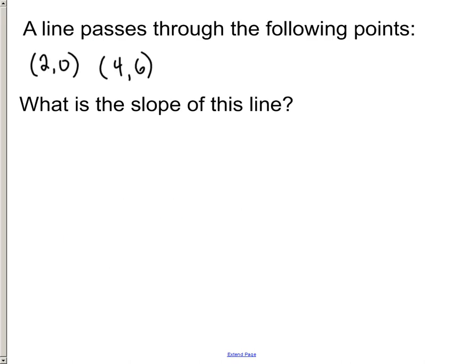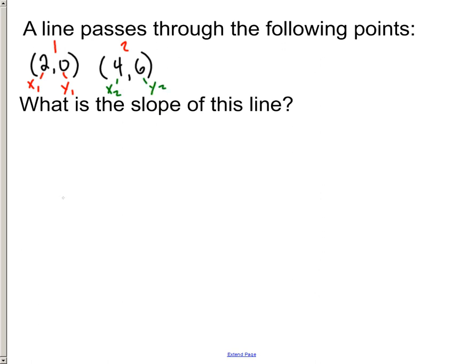So let's look at another example so I can drive the point home of what to do. This is the typical question where you would use this type of formula. A line passes through the following points, 2, 0, and 4, 6. What is the slope of this line? Since we don't have any type of equation, this is what we have to do. This is point 1, this is point 2. This becomes x1, this becomes y1, and then this one is x2 and this is y2.